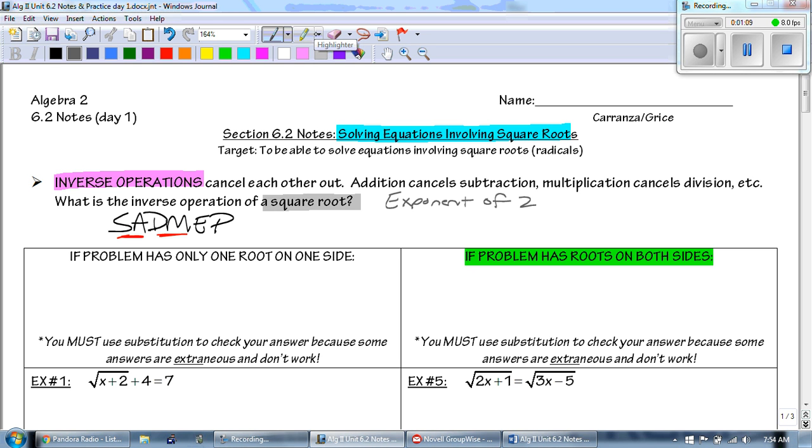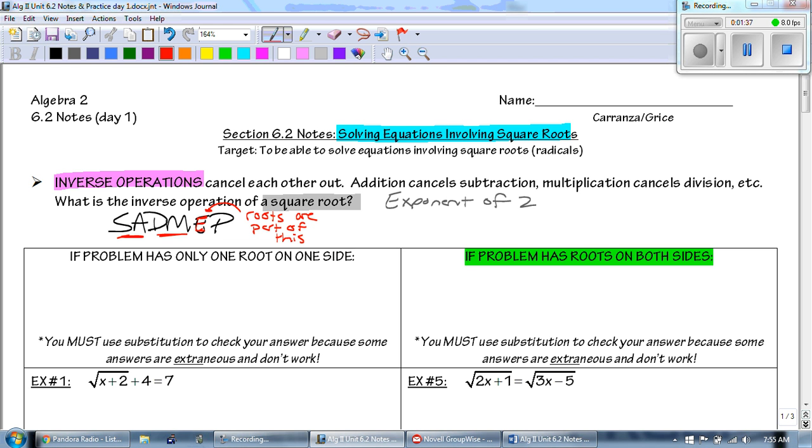But Mr. Grice, I don't see square roots in SADMAP. Well, actually, it is part of the E right here. That exponent, roots are a part of this. So that's where they come into play.